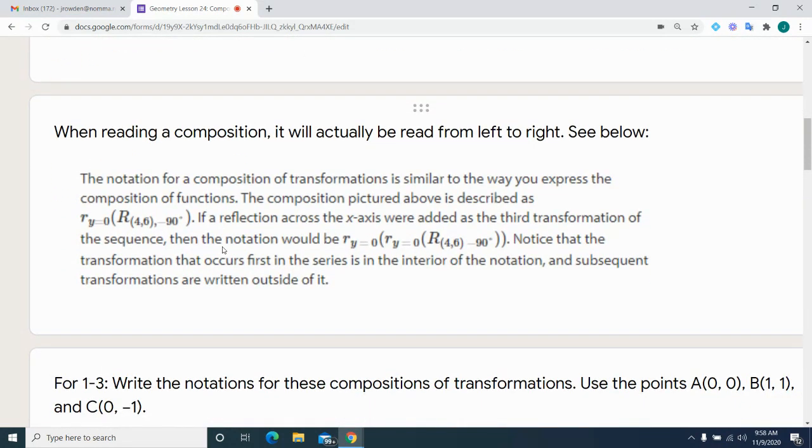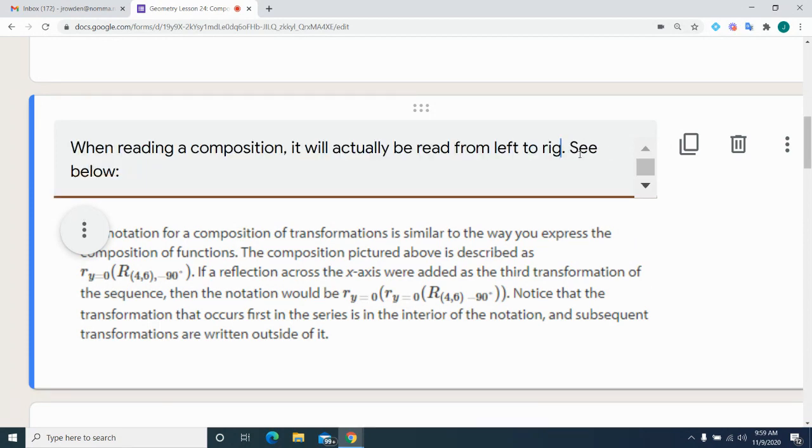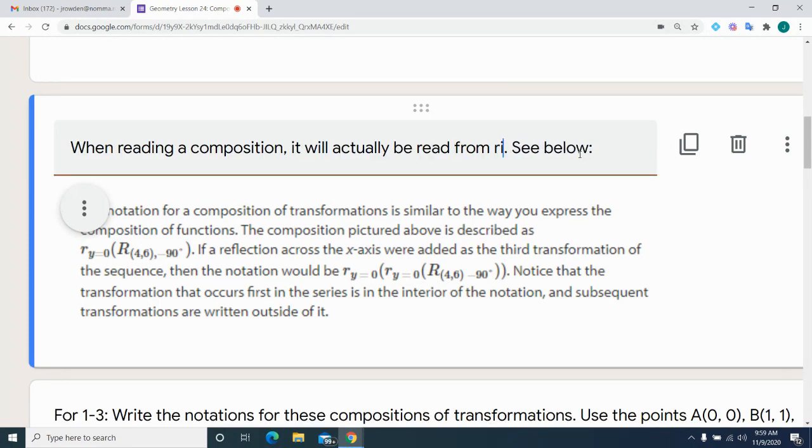Now, when you read a composition, I wrote left to right, but actually it's right to left. This is a typo right here. I'm going to fix it on the spot. Normally, when you read things, you read from left to right.